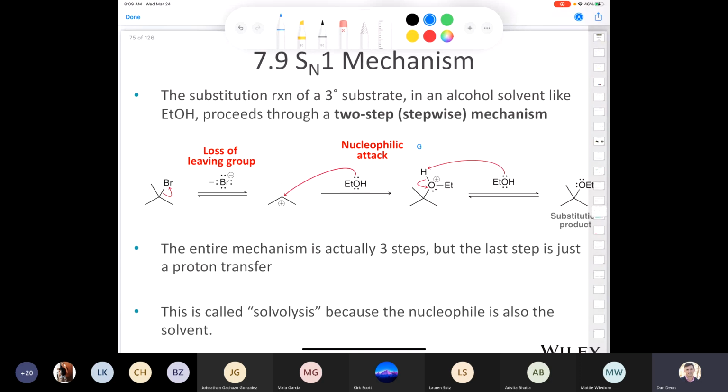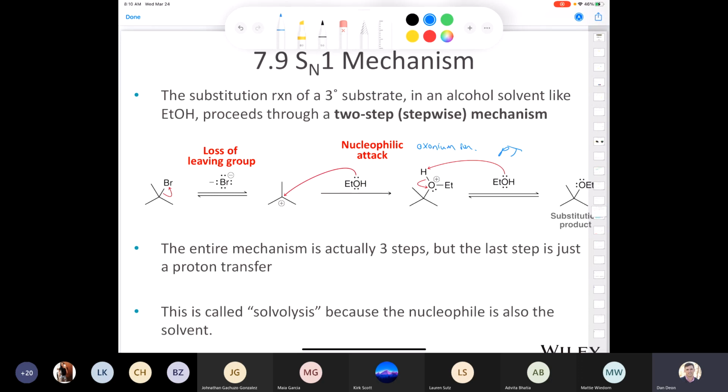Then we form this intermediate here. Okay, this is called an oxonium ion, where we have this positive charge on our oxygen here. And then another molecule of ethanol can come in and abstract the proton. So we do a proton transfer here in order to produce that ether, the substitution product. Now again, it says here the entire mechanism of this reaction is 3 steps, but the last step is just a proton transfer.